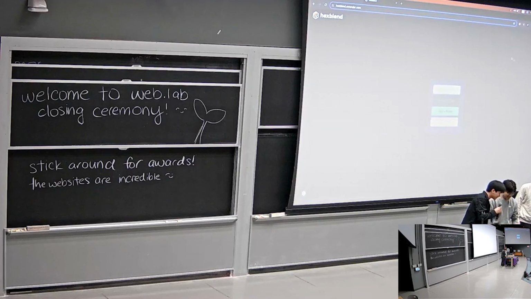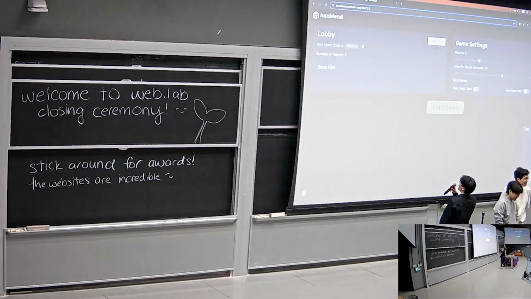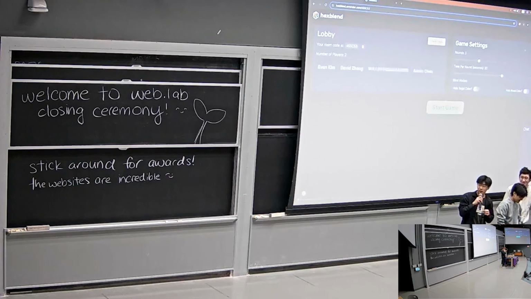We made HexBlend, which is a multiplayer color blending game for casuals and competitive players. We're going to run a quick live demo since we're short on time. If you have a laptop out, feel free to join using the room code 455C53. The link is hexblend.onrender.com. We'll try to include as many of you as possible.